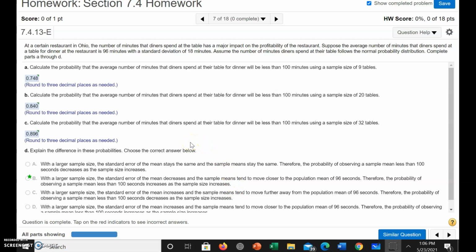So a few things to remember here. If the sample size gets larger, the standard error gets smaller. As the sample size gets larger and the standard error gets smaller, the sample means are going to be closer to the population mean. And so the probability of observing something that is close to the mean is going to be larger.